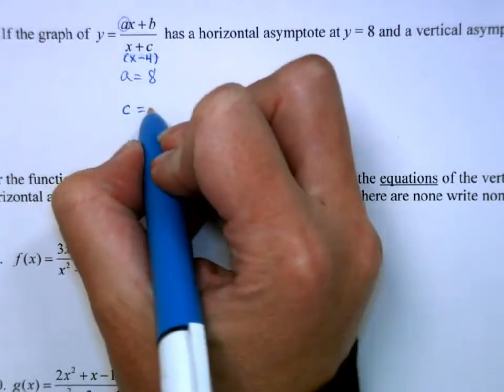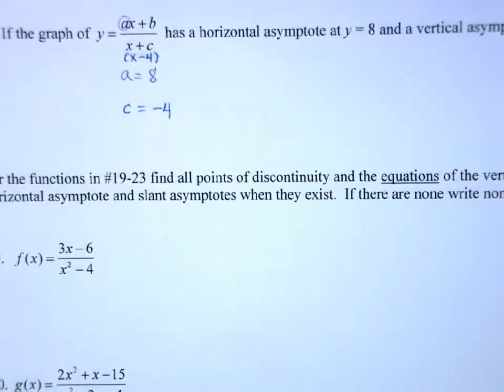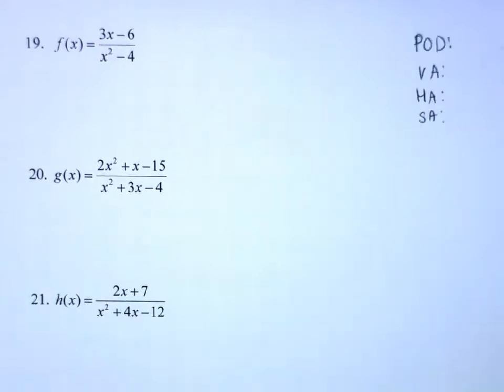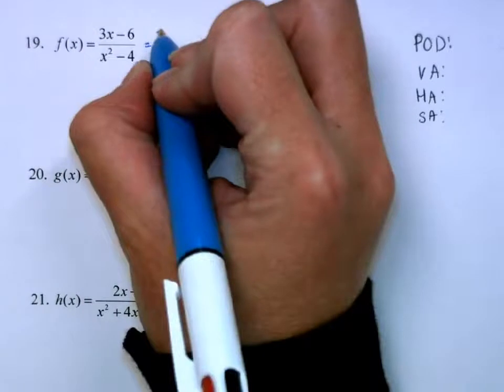Okay, in this next section, we are going to be finding the points of discontinuity and then the equations for vertical asymptotes, horizontal asymptotes, and slant asymptotes. Okay, so the first thing we want to do is look for the point of discontinuity. So we're going to factor. So we factor, this is 3 times x minus 2 on the top, difference of 2 squares on the bottom.